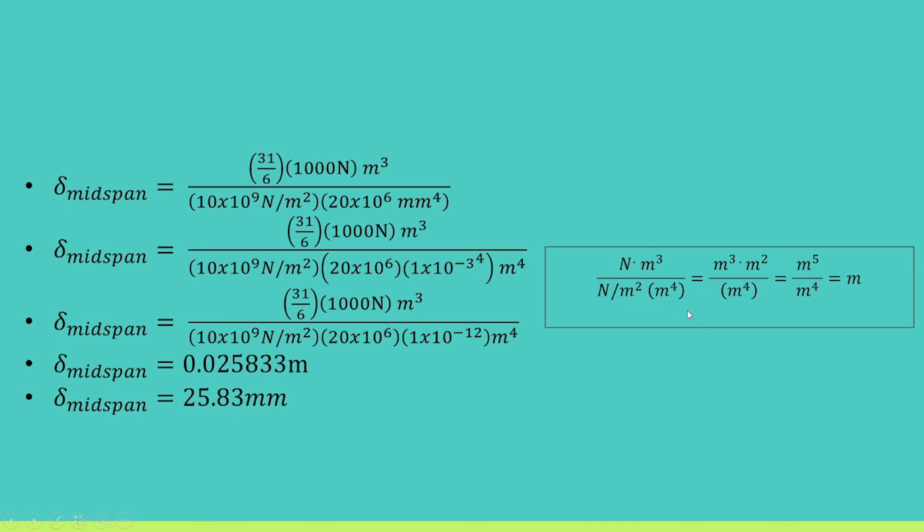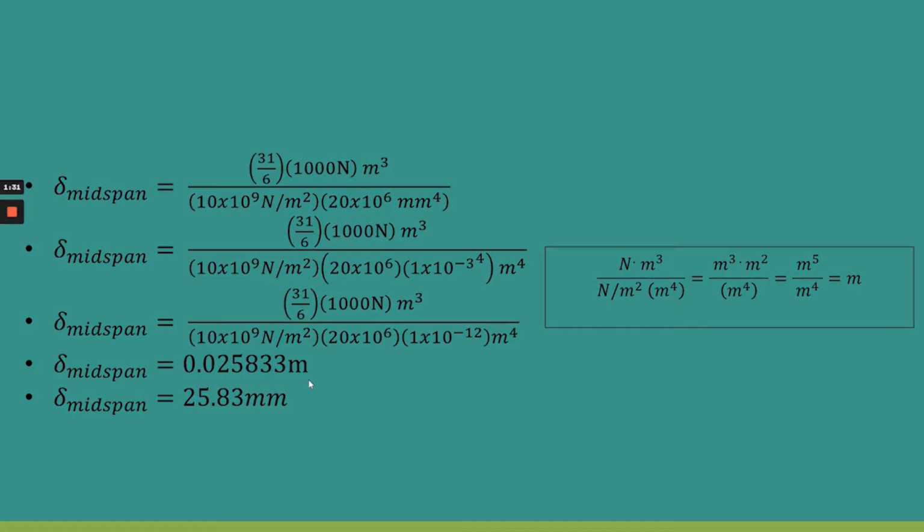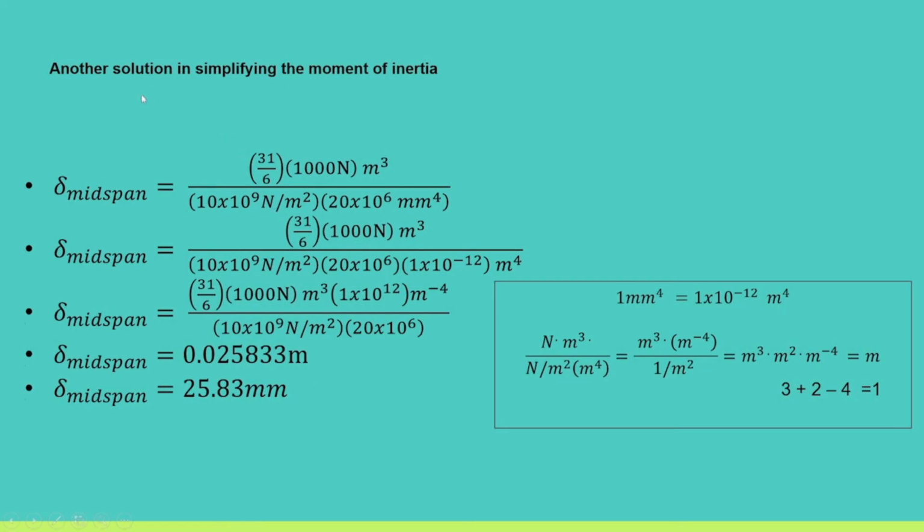Then meter raised to the fifth power divided by meter raised to the fourth power is equal to meter, which is our final unit for the final answer. For the next slide, I've included another solution in simplifying the moment of inertia to get the deflection of midspan. Since 1 millimeter raised to the fourth power is equal to 1 times 10 raised to negative 12 meter raised to the fourth, we can substitute that here for the value of our moment of inertia.